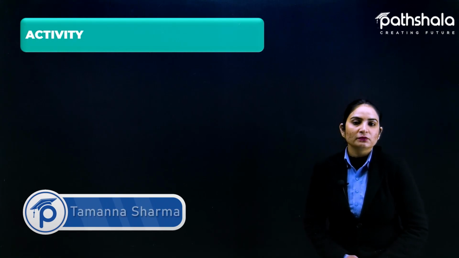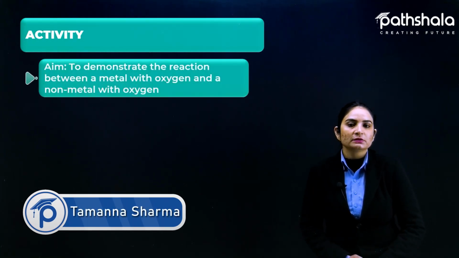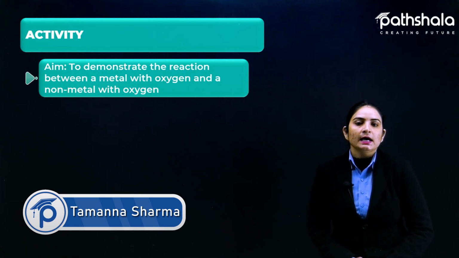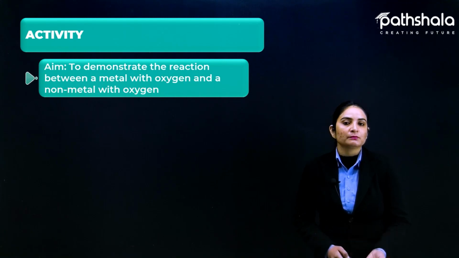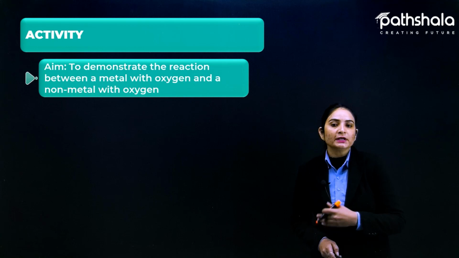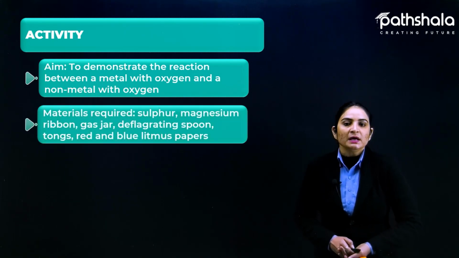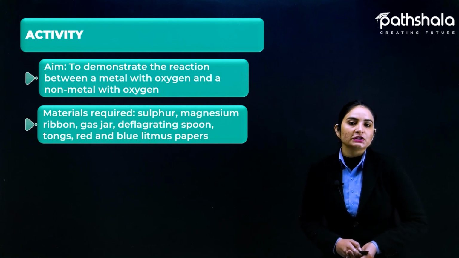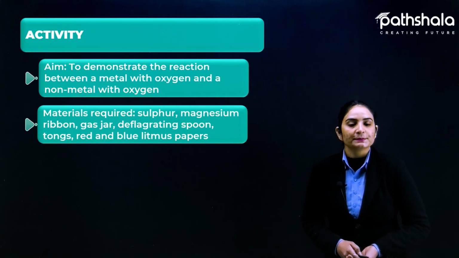So next we need to perform an activity. The activity is to demonstrate the reaction between metal and oxygen, and non-metal and oxygen. The reaction which we have done previously, metal with oxygen and again non-metal with oxygen. Now we are going to demonstrate how this happens. First of all, the materials required: sulfur, magnesium ribbon, gas jar, deflagrating spoon, tong, red and blue litmus papers.